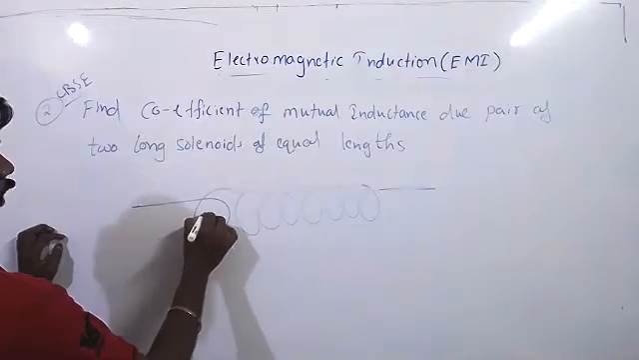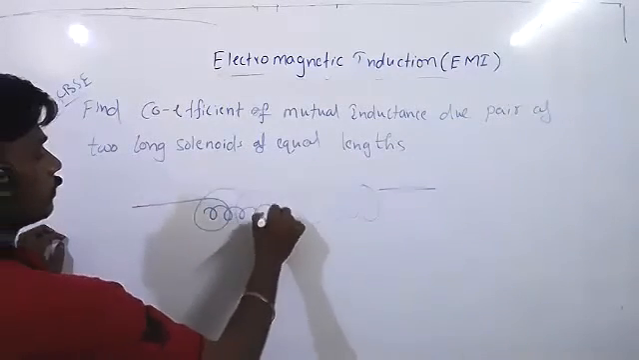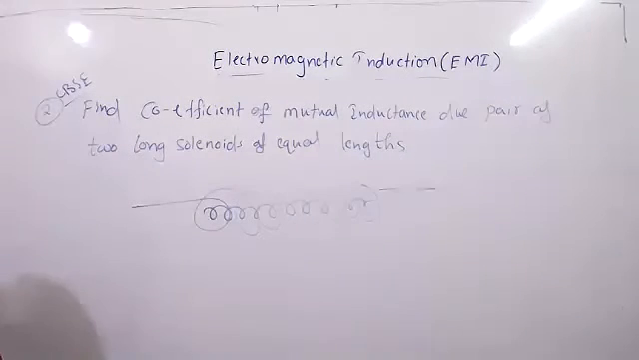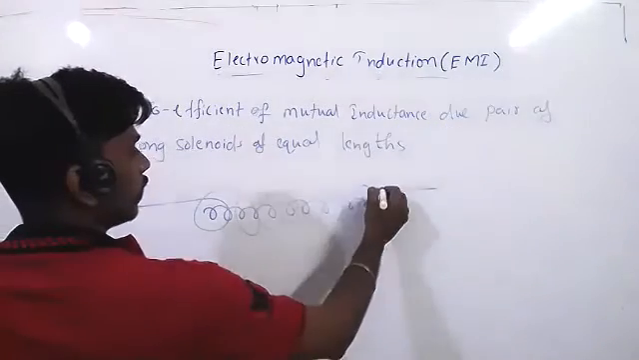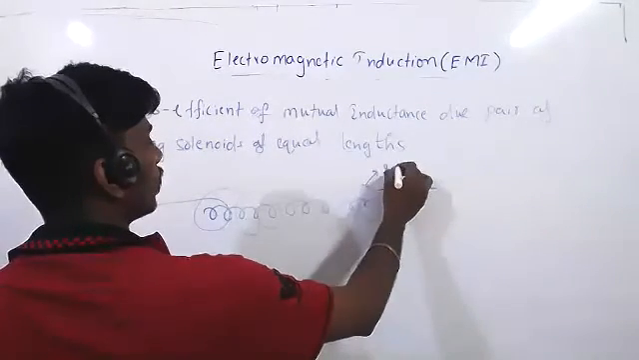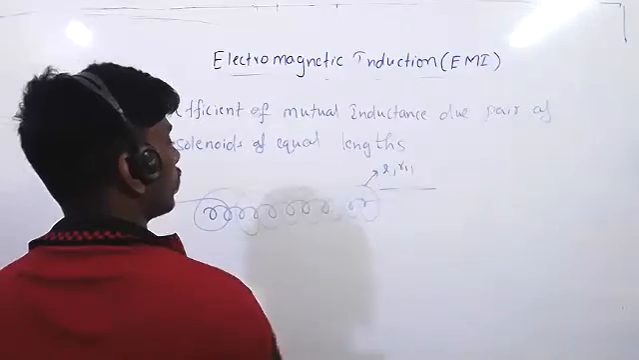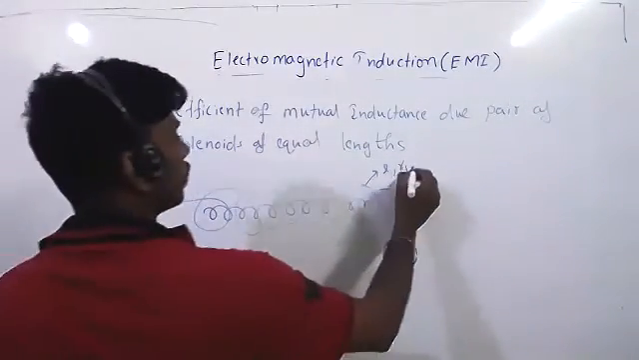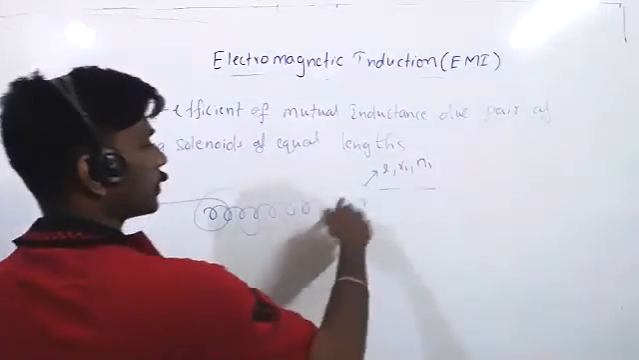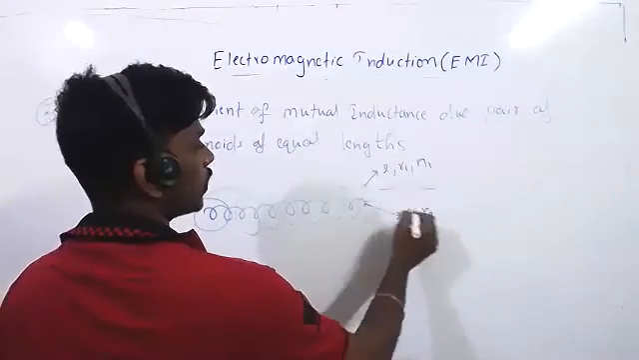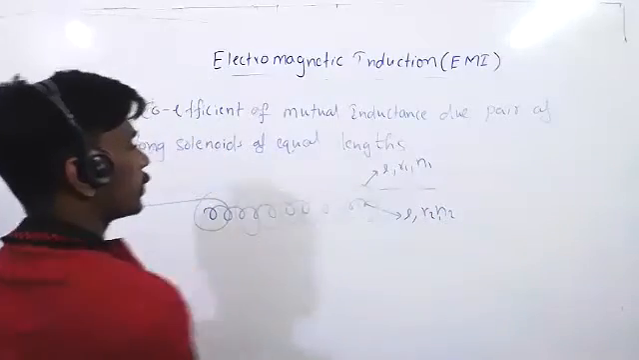One more is we have to draw inside. Both are solenoids. For the first coil, the length is L, the radius is R1, and N1 is the number of turns. For the second coil, L is the length, R2 is the radius, N2 is the number of turns.